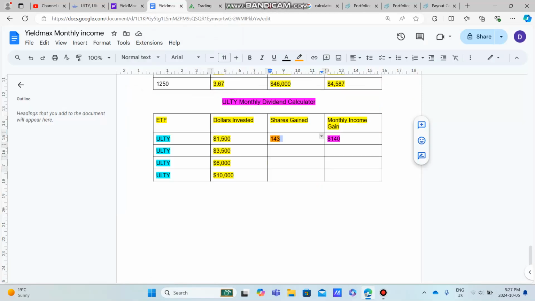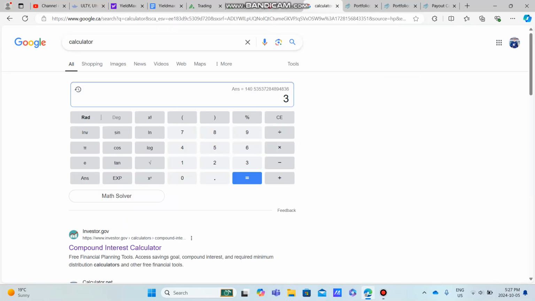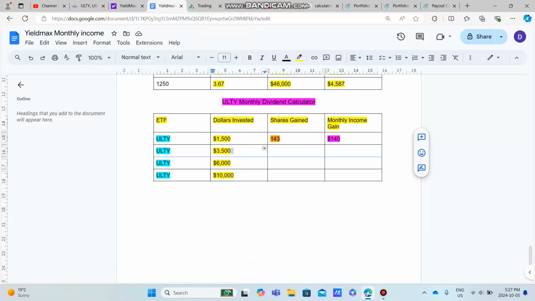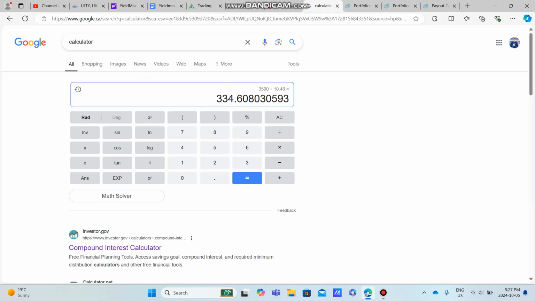Now moving on, we have $3,500. Let's put that in. We have $3,500, and we're going to divide that by the current share price. These are all numbers that are attainable for myself and potentially for yourself as well, so it's something to keep in mind. We have 334 shares. Okay, let's put that in. We have 334, boom. Now we go to our monthly income. We're going to multiply this by 0.98, the last dividend, and we're looking at $327.